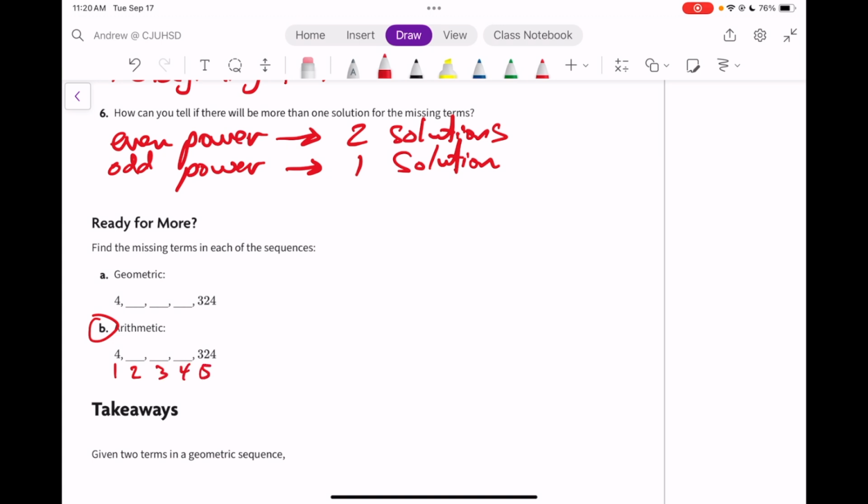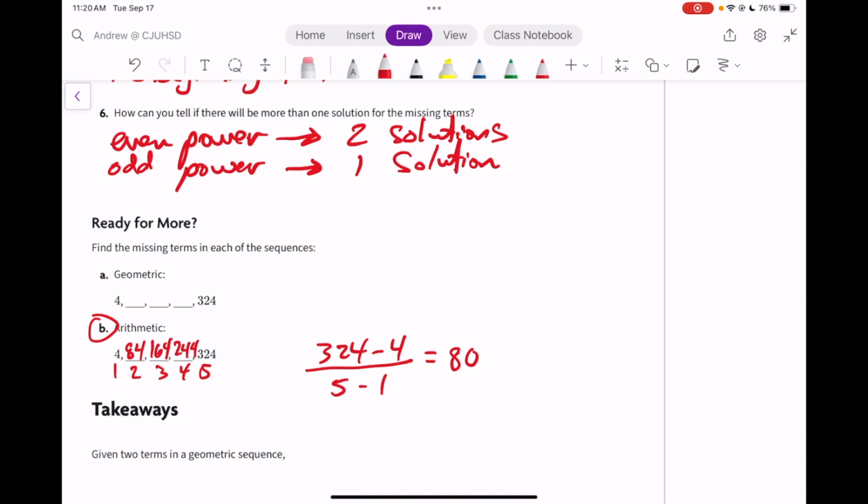So what we would have done is we would have taken the subtraction of the numbers, 324 minus 4, and the subtraction of the place values, 5 minus 1. And that would have given us 320 divided by 4 is 80. So this is going up by 80. This will be 84. And then 164. And then finally 164 plus 80 is 244.